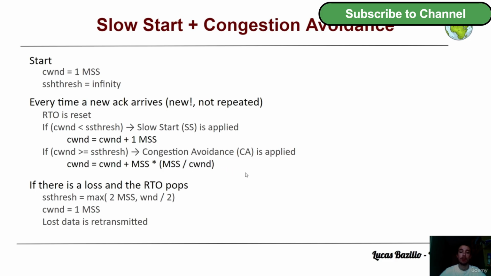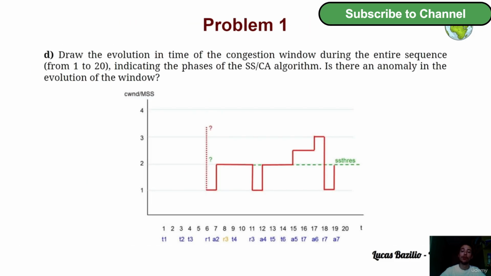We can substitute the actual value of the congestion window, which is 2, plus 1 maximum segment size multiplied by 1 maximum segment size divided by the current congestion window, which is 2. So this gives us 2 plus 1 multiplied by 0.5. 2 plus 0.5 is 2.5. So at this point, on the exchange 15, we increase the congestion window from 2 to 2.5, as we can see here.